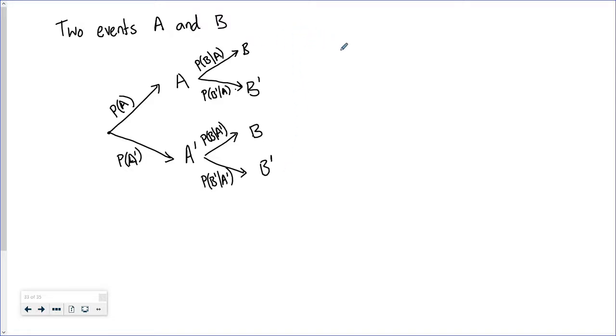Now, if the events were independent, then let's just write this down. If independent, then the probability of B given A has happened is just going to be the probability of B. Because the fact that A has happened doesn't change the probability of B happening.